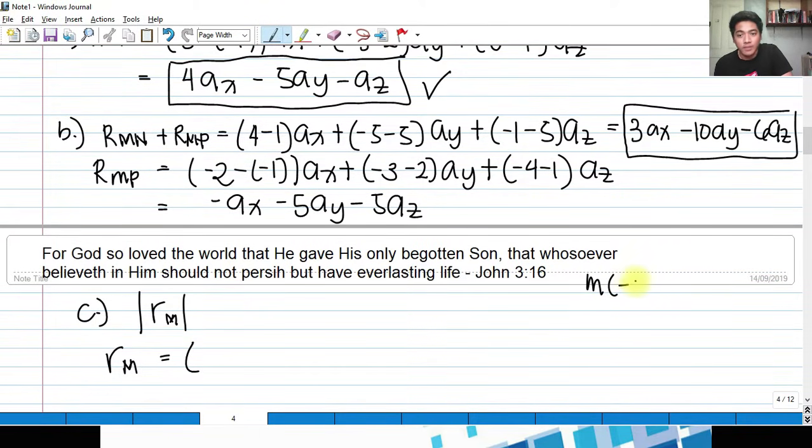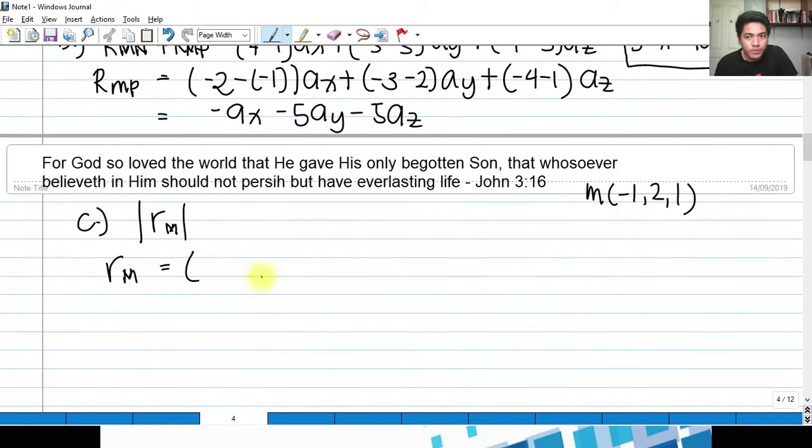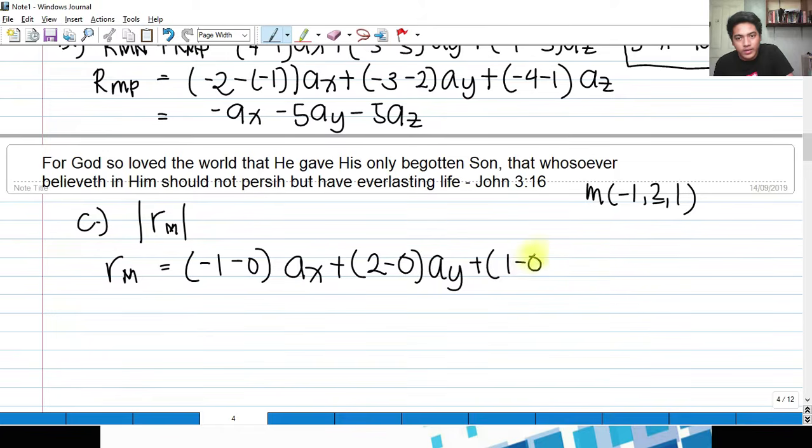Let's copy this: negative 1, 2, and 1. If your initial point is the origin and the final point is M, to get the vector you subtract: final point minus initial point. So negative 1 minus 0 a_x, plus 2 minus 0 a_y, plus 1 minus 0 a_z. So we have now negative a_x plus 2 a_y plus a_z.